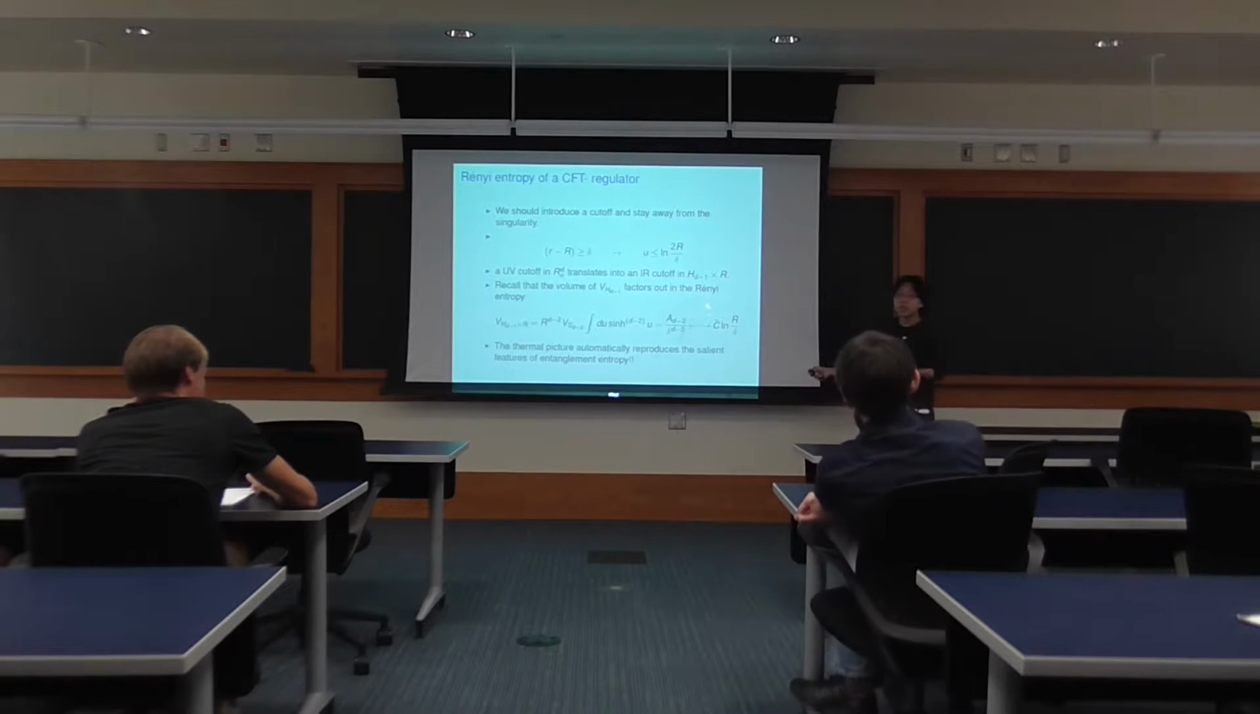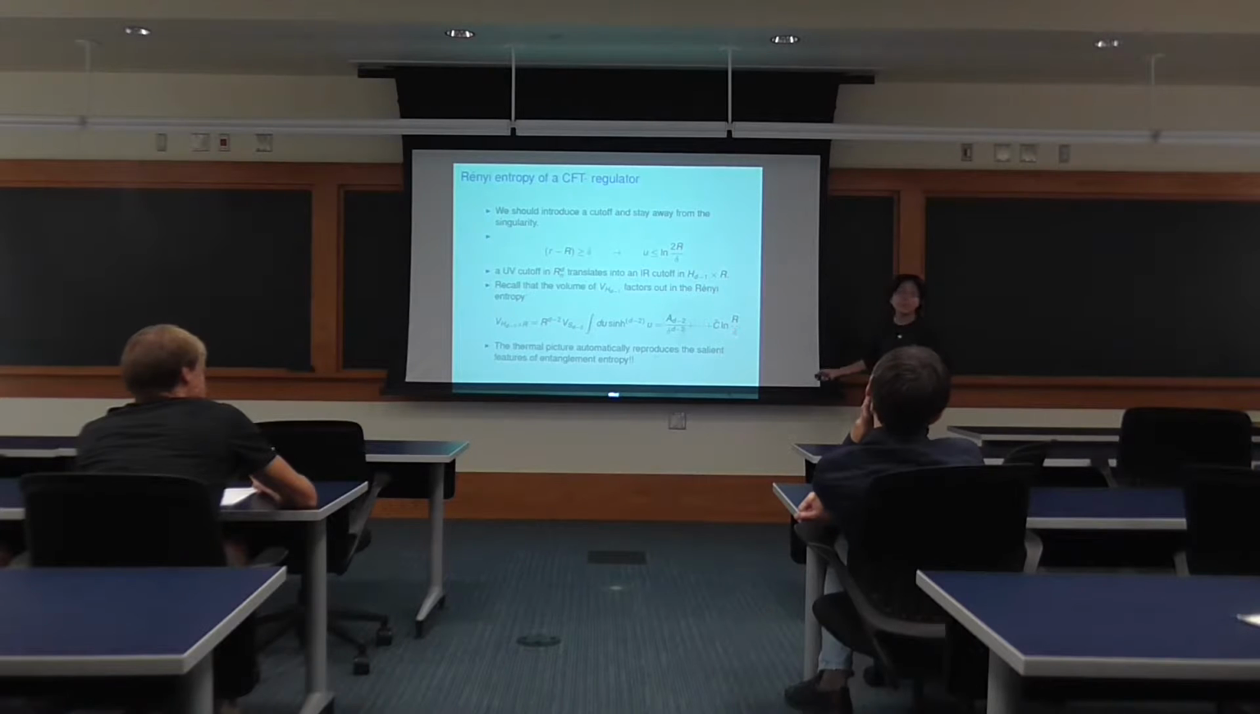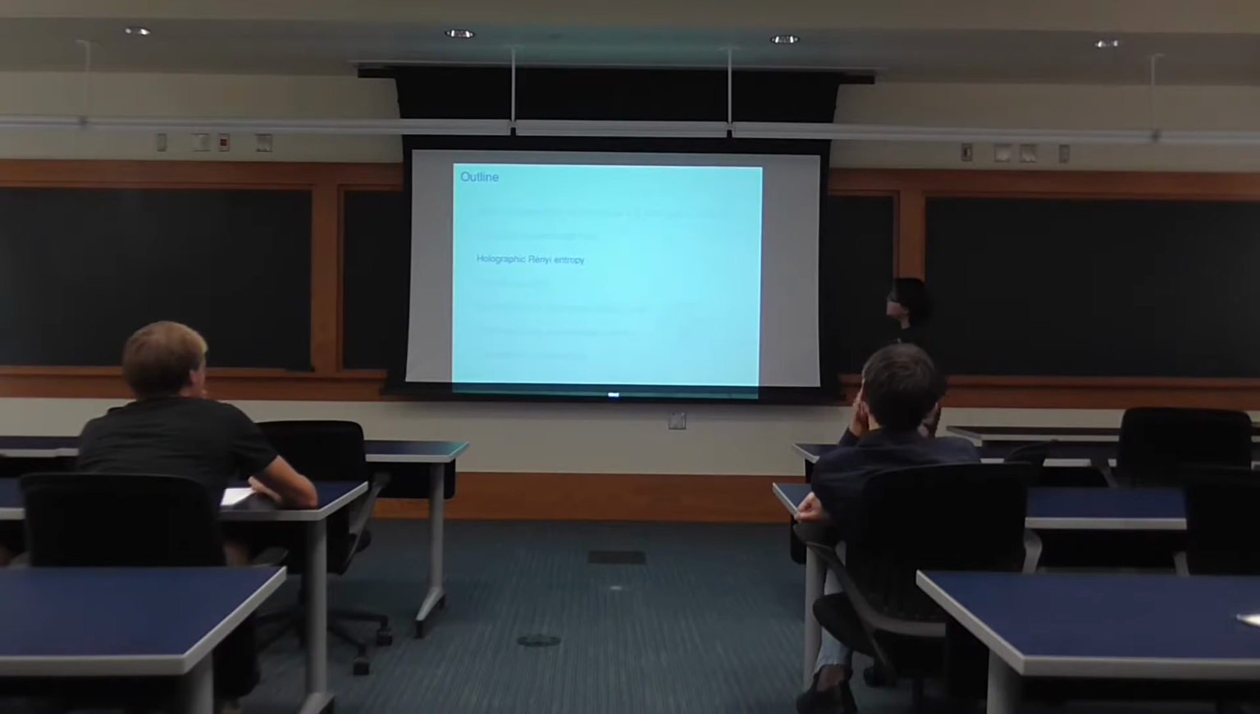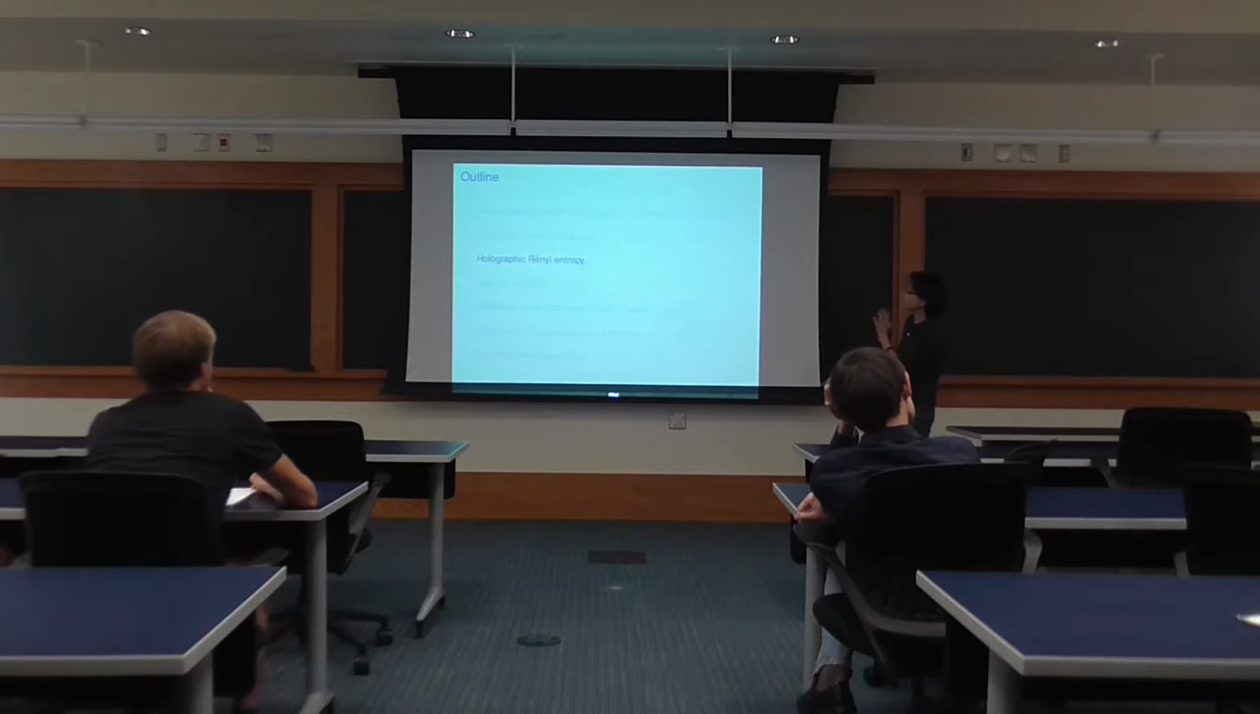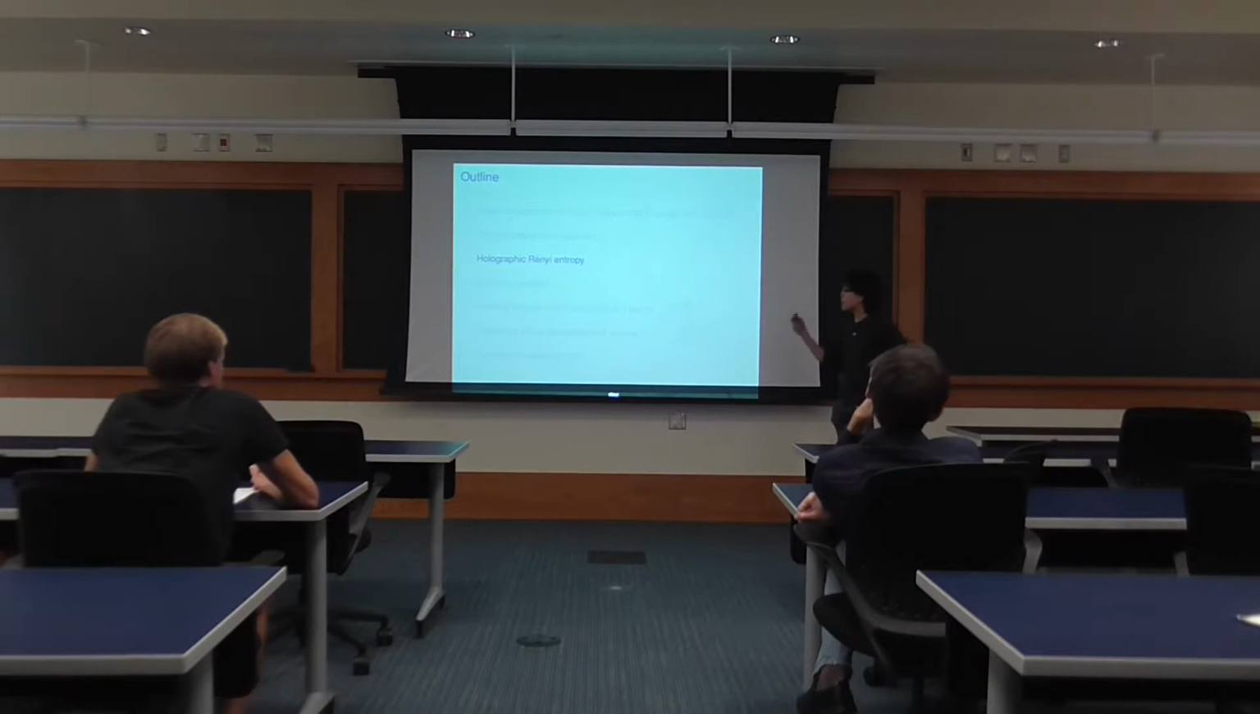And in even dimensional theories, you also get a logarithmic divergence, and this is related to the conformal anomaly, and this C is related to the central charges of the CFT. So the thermal picture very naturally reproduces some known features of entanglement entropy and Renyi entropy. So now let's go to some applications of this picture.